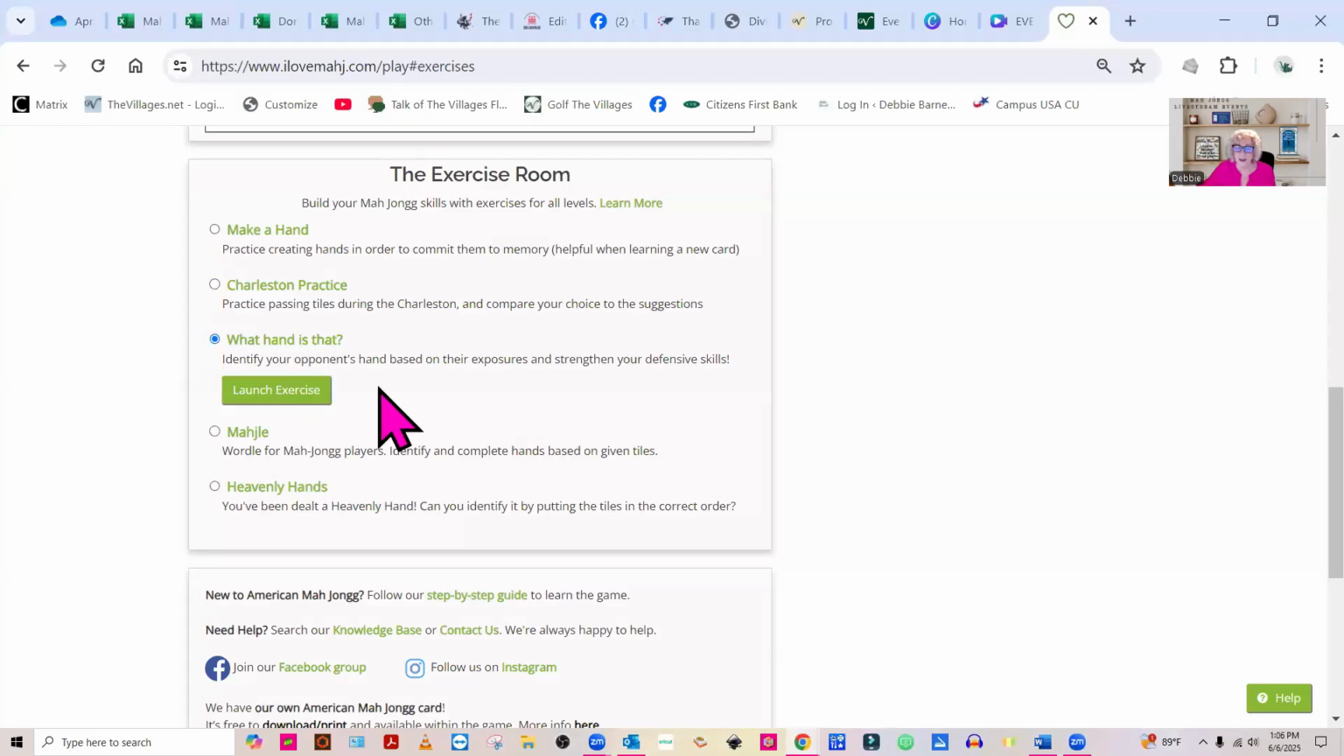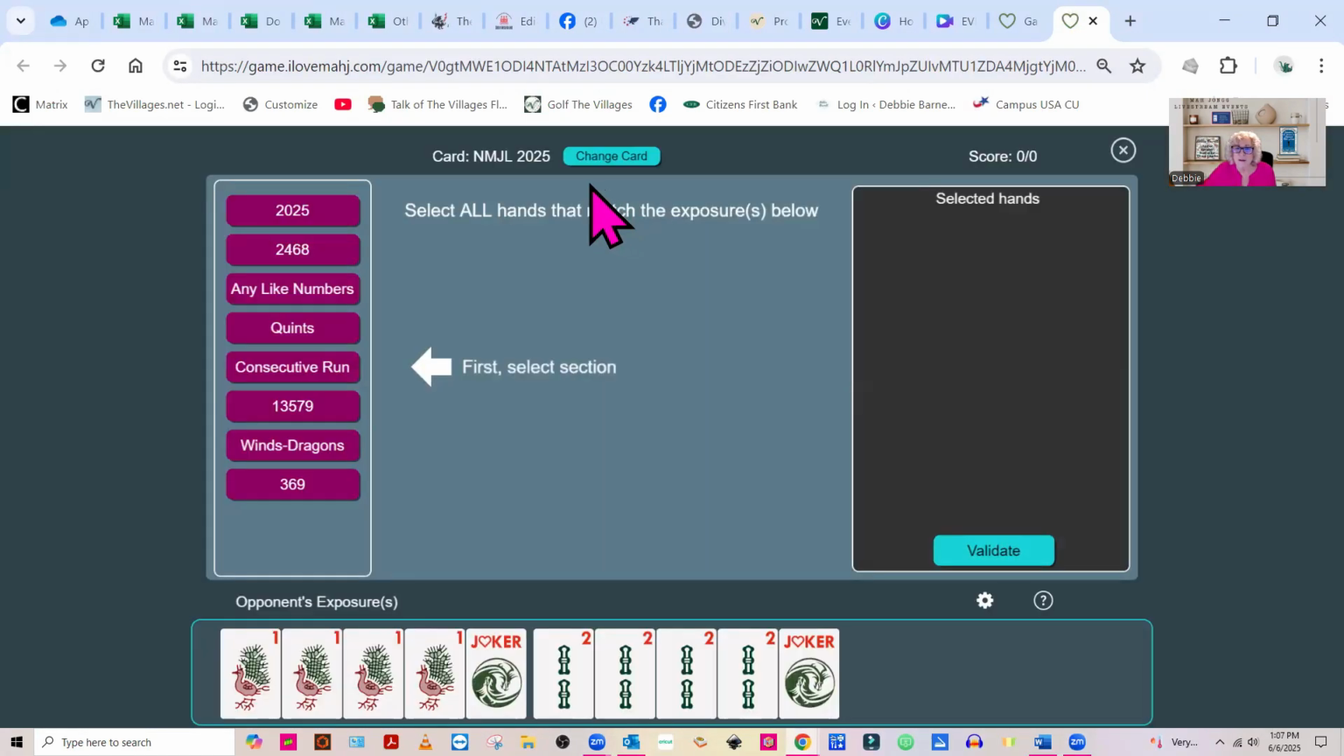Our third exercise is called What Hand Is That? I'm going to go ahead and launch the exercise. First thing is make sure it's showing that you have the 2025 card checked. If not, you're going to want to click on Change Card and change that here. And right now, what we see are our opponent's exposures.